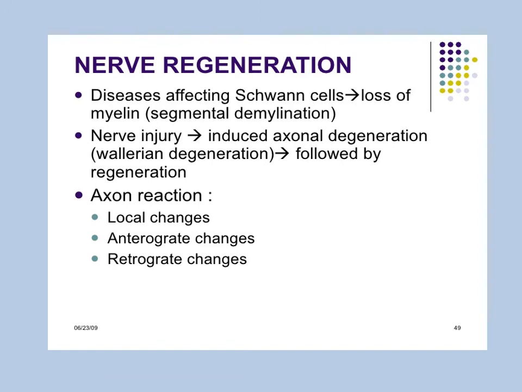Now the nerve regeneration. Diseases which affect the Schwann cells cause the loss of myelination, that is demyelination, and injuries can take place, which affects the conduction of the nerve fibers. So there can be local changes in the axons, or anterograde changes or retrograde changes, which take place because of the demyelination due to the affected Schwann cells.